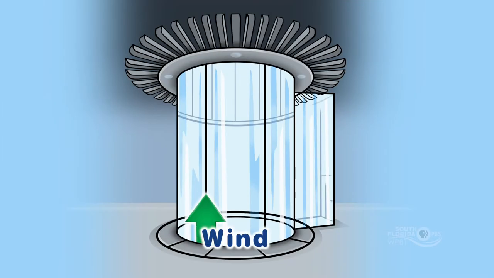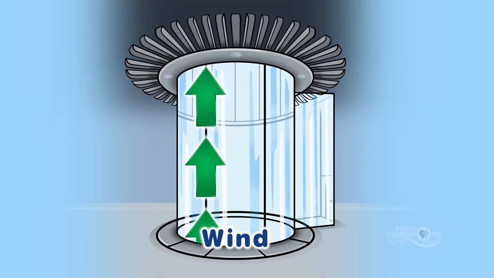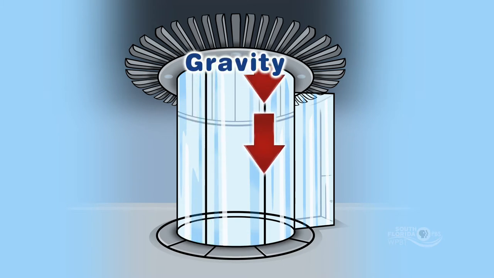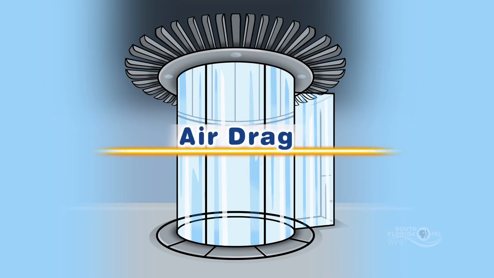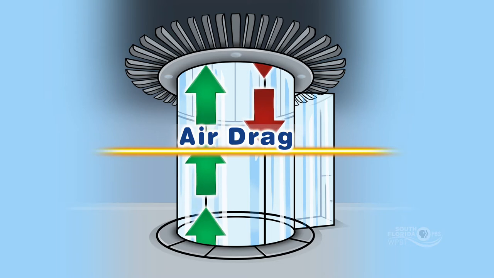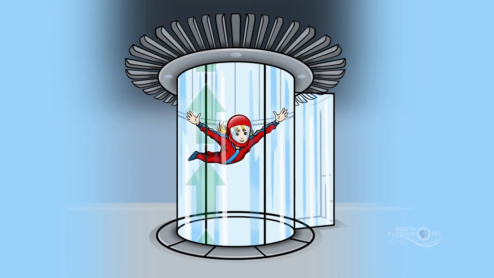The wind tunnel forces air to move vertically up from the bottom. Gravity is the Earth's force that pulls objects down so they stay on the ground. Air drag happens when a person or object is held between the wind force moving up and the gravity force pulling down. That is what enables flight.